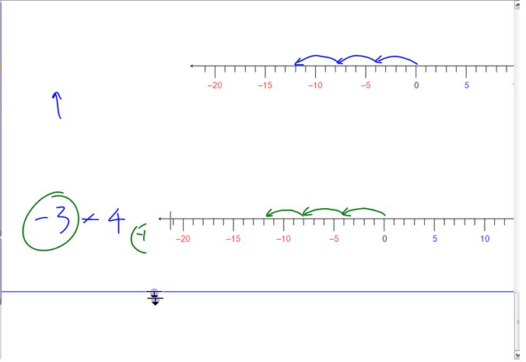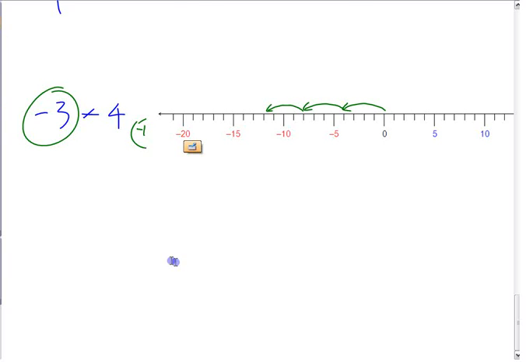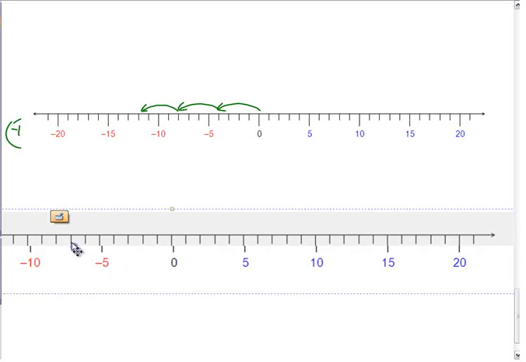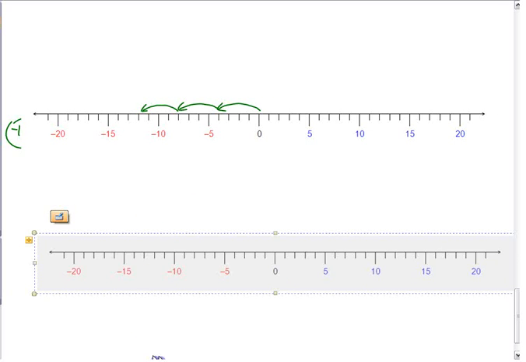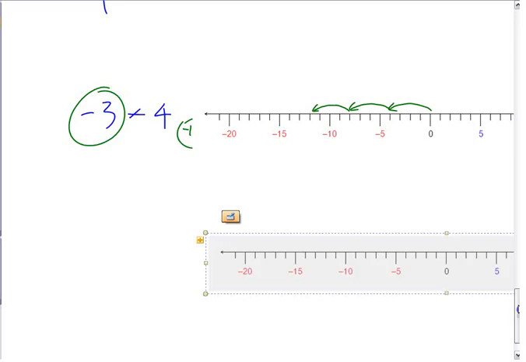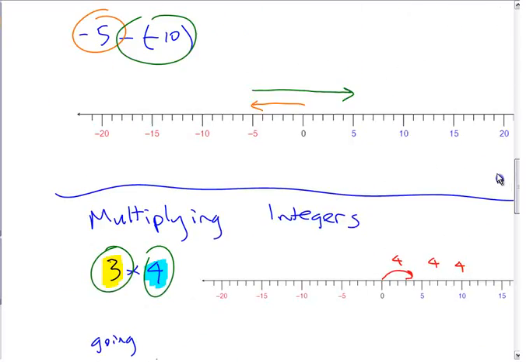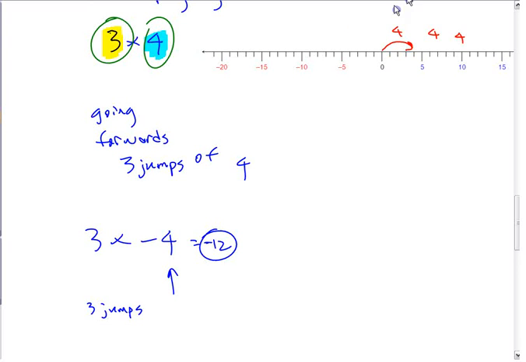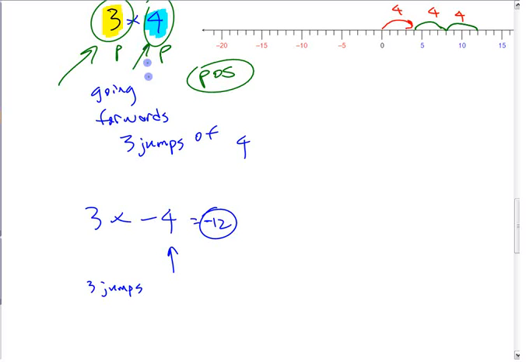What's the last one I have to do here for the sake of completeness? Which one am I missing? Let's look at the list here. I have a big mess by the looks of it, but we had positive times positive. What did that give us? Positive times positive, even though it disappeared here, it gave us a positive. Right? Because you're going forward positive jumps.